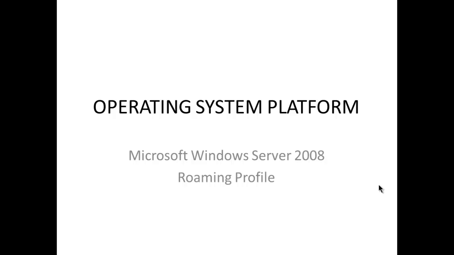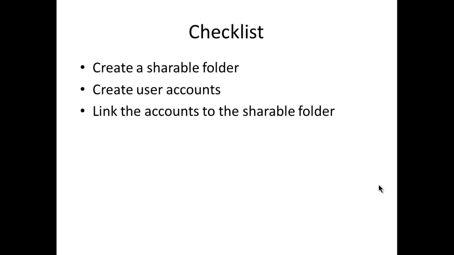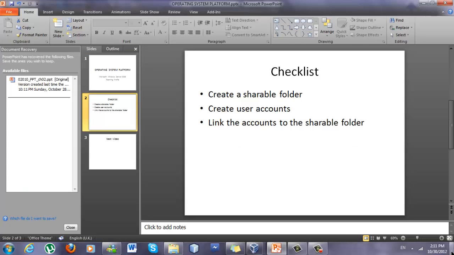So let's get our checklist and examine what needs to be done. First, we have to create a shareable folder. Then we create a user account, and then we link the account to the shareable folder. All three of these steps will be set up on the server, and then we'll test the accounts using Windows XP. So let's get straight to it.